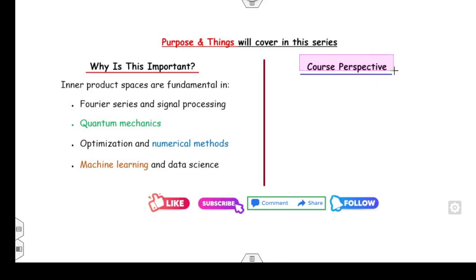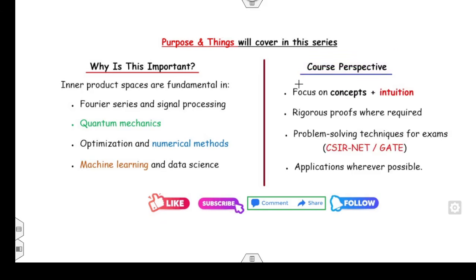And what is the course perspective? That means we will discuss each concept. We will focus on the concepts and the intuitions. Wherever we require the proof of a result, we will discuss it in detail. We will also discuss the various CSIR NET, GATE, and other examination problem-solving approaches and various applications wherever possible. So we will explain each concept with the help of 25 plus numerical examples. That is the idea about this lecture series.